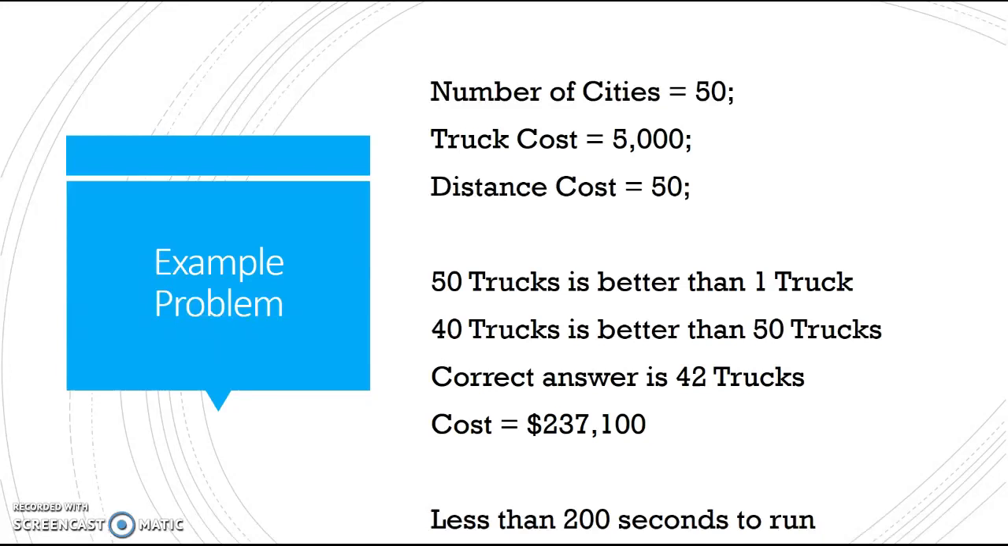42 is our best, so it'll go up and down by 1 to 44 and 43 and then 41, and it lands on the correct answer being 42 trucks with a cost of $237,100. Our code takes less than 200 seconds to run, but it also depends on each problem. This answer, with 42 trucks and that total cost, is for that specific problem. Each time this problem is run, the cities are randomly generated. So the answer is going to be around 42 trucks each time, but it can differ.